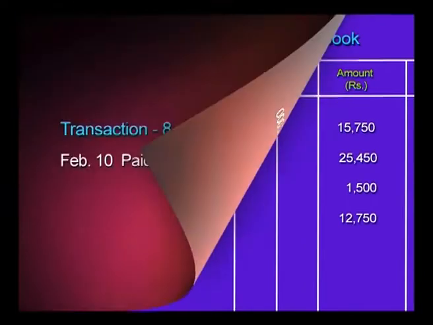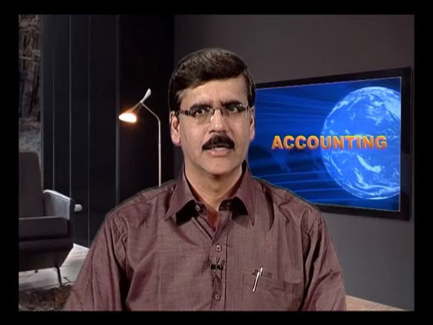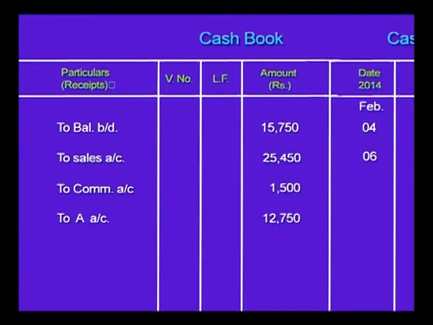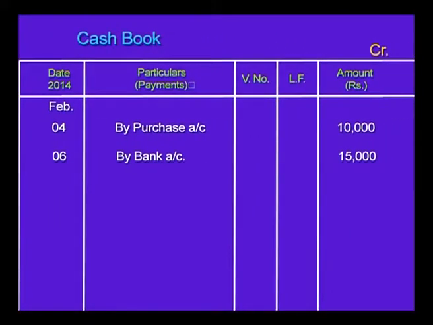Moving on to our next transaction of February 10, it says paid to Gopal, a supplier, rupees 7,000. Again clear, paid to Gopal means there is a payment. So, it should be on the payment side. Come to the payment side, the credit side, see the entry 10th of February by Gopal account in the particulars column and 7,000 rupees in the amount column.